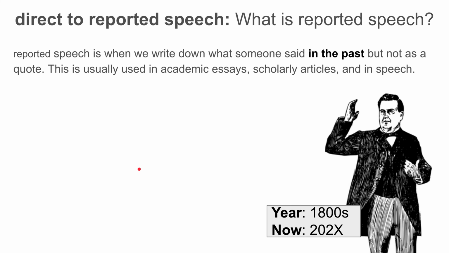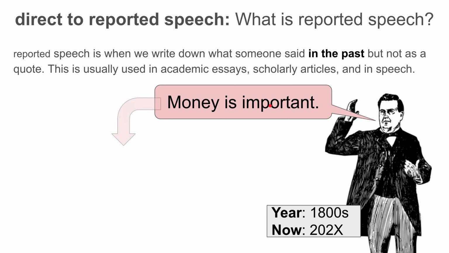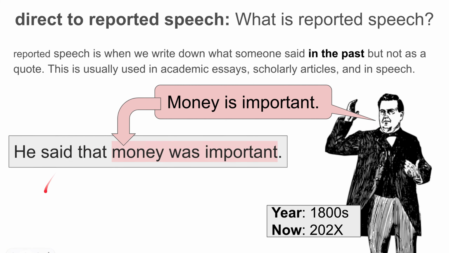Let's look at reported speech. Reported speech is when we write down what someone said in the past, but not as a quote. This is usually used in academic essays, scholarly articles, and in speech. For example, money is important. Okay, reported speech: he said that money was important.